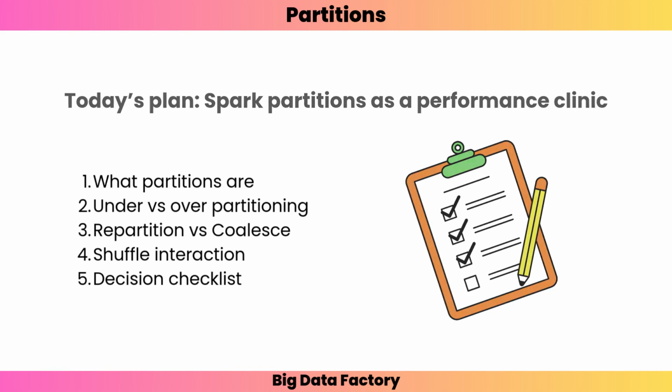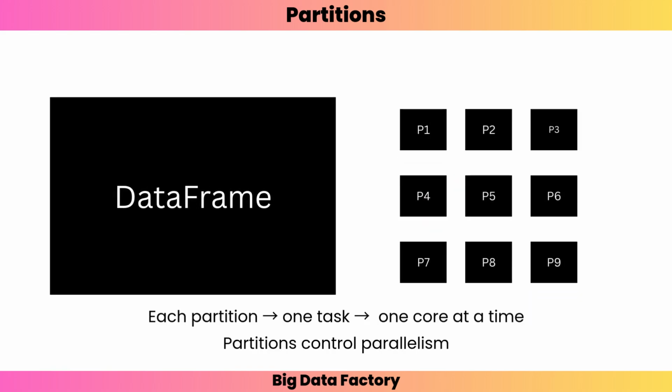So what is a partition? In Spark terms, a partition is just a chunk of data. Each partition is processed by one task on one core at a time. So partitions control parallelism. If you have 8 cores and only 4 partitions, then at any moment only 4 cores are doing work. Half your cluster is basically on a coffee break.